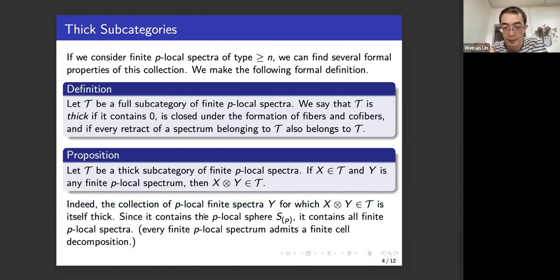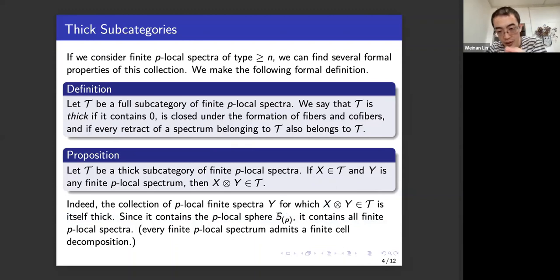Since it contains the p-local sphere, and the sphere is like the unit: if we take the smash product, which we call tensor here, of a spectrum with the sphere, then what you get is the spectrum itself. So if you tensor X with the sphere, then you get X. So of course X is in T. So the sphere is in the thick category we mentioned here, and it contains all finite p-local spectra.